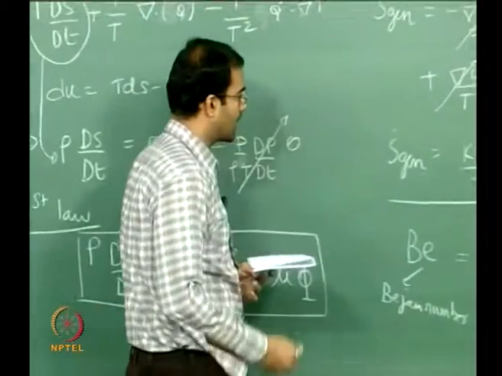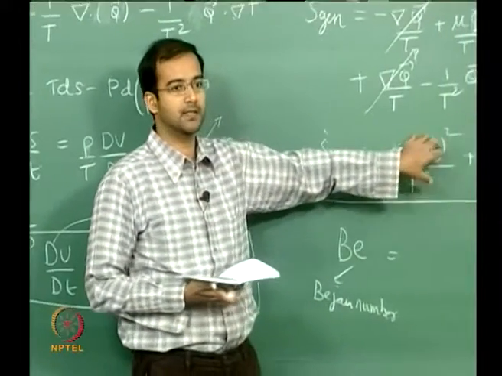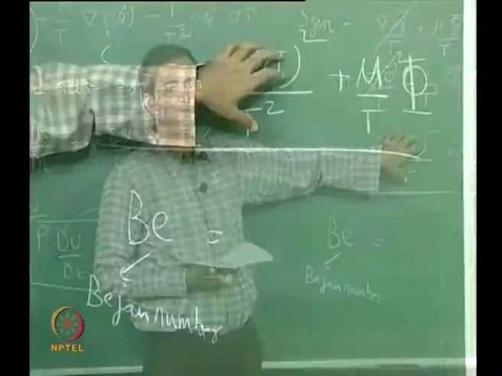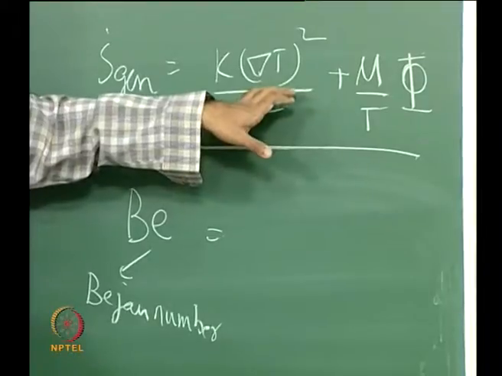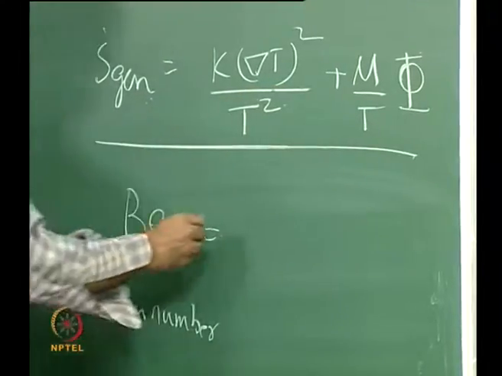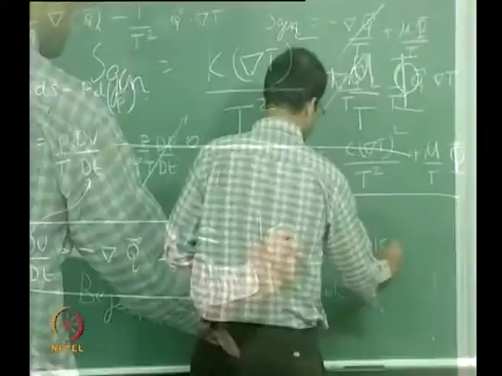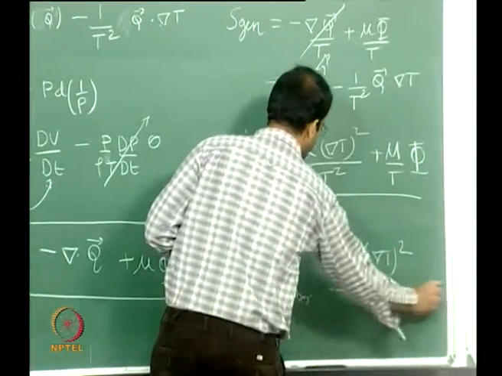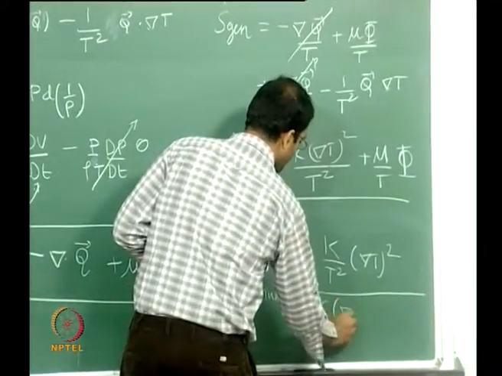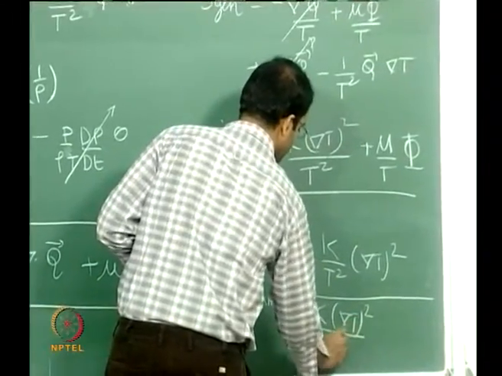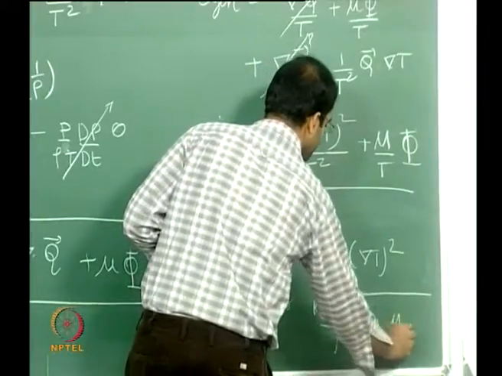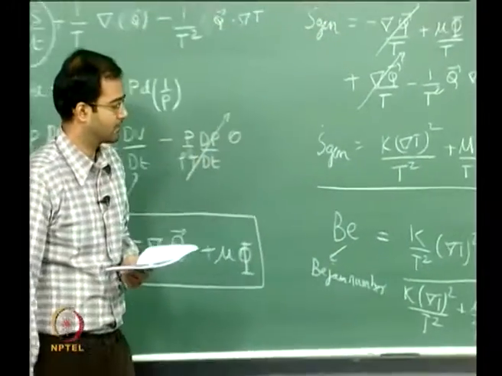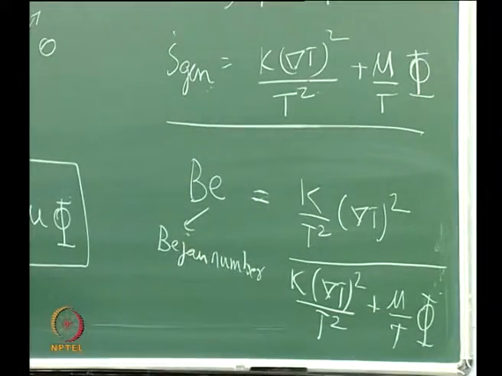He wanted to look at the contribution of the entropy generation by means of conduction, okay, as a fraction of the total entropy which is generated. Okay, so that he has taken this term on the numerator divided by this entire thing on the denominator. Okay, so this is called as Bejan number.